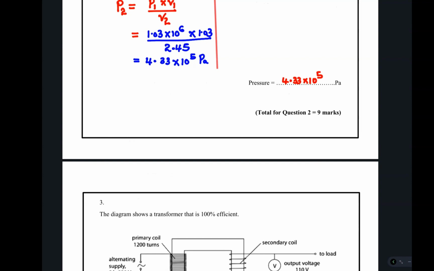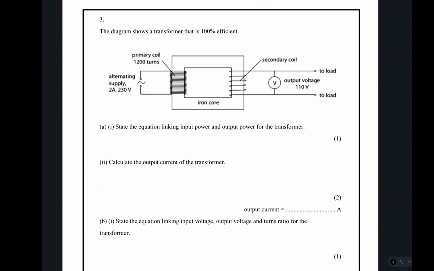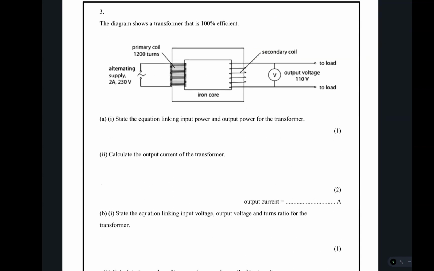Moving to electromagnetic induction, the most interesting concept in physics. Now we go to question 3 here. We're told the diagram shows a transformer that has an efficiency of 100%. So when we're told that efficiency is 100%, it means that power input equals the power output.